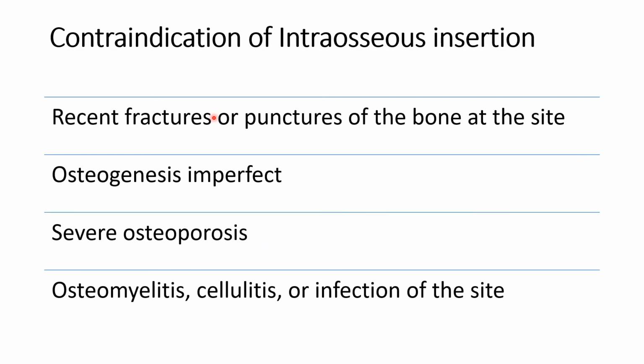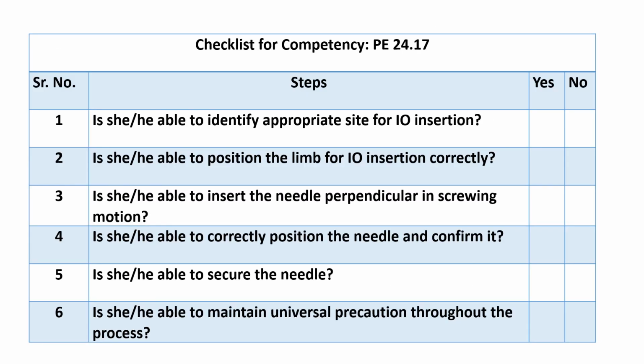Now, what are the contraindications of IO insertion? Recent fracture or puncture of the bone at the site of IO, we should not perform the IO at that site. If the patient is having any bone disease, for example osteogenesis imperfecta, severe osteoporosis, or if the patient is having bone or skin infection at that site, osteomyelitis, cellulitis, then we should not insert the IO.